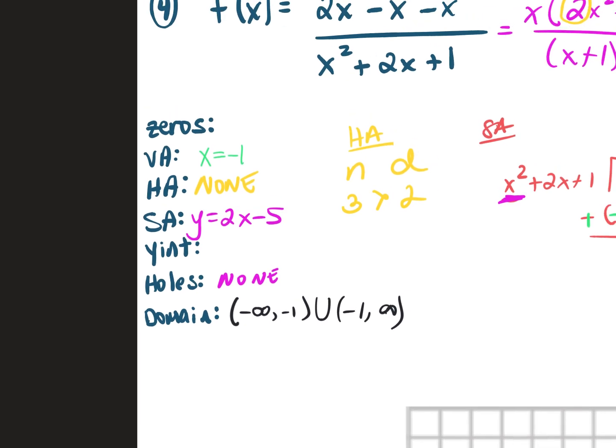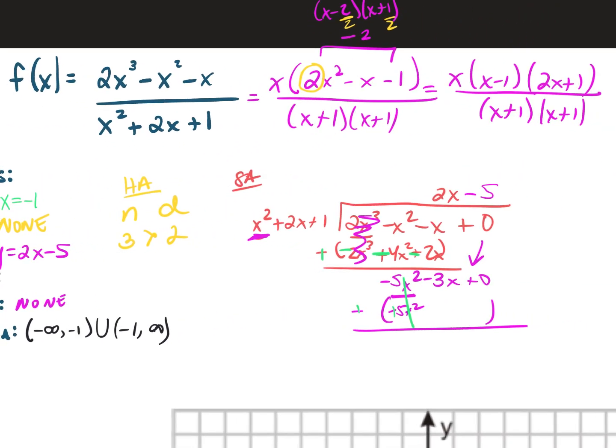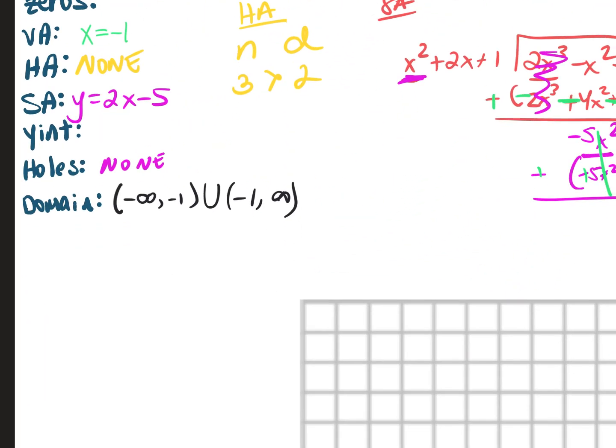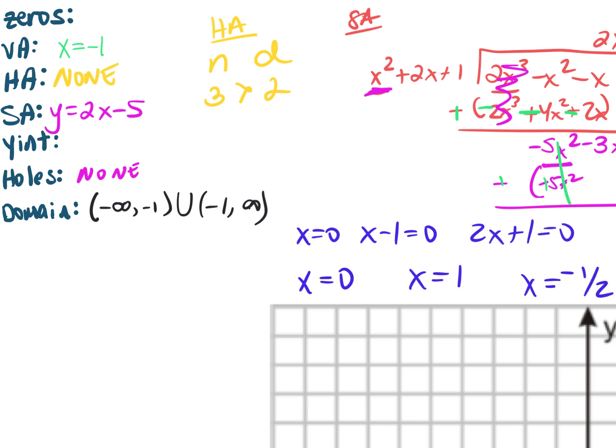Now let's find our zeros. What's another way to call zeros? X values, your x-intercepts. Okay, so let's set our numerator equal to 0, which we've already done. So I have x equals 0, x minus 1 equals 0, and 2x plus 1 equals 0. How many times does this thing cross the x-axis? 3. X equals 0, x equals 1, and x equals negative 1/2. All right, so I have 3 intercepts.